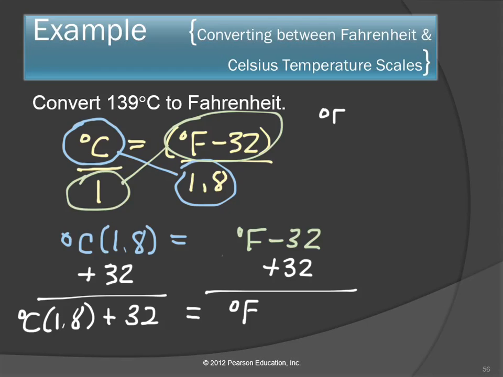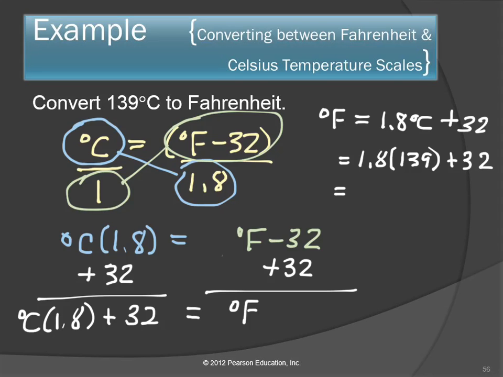Absolutely. So degrees Fahrenheit equals 1.8 times degrees Celsius plus 32. So now we're going to put that number in, 1.8, and our temperature is 139. So 1.8 times 139 equals, and then we're going to add 32. And the calculator's going to give me 282.2. And the unit then would be degrees Fahrenheit.